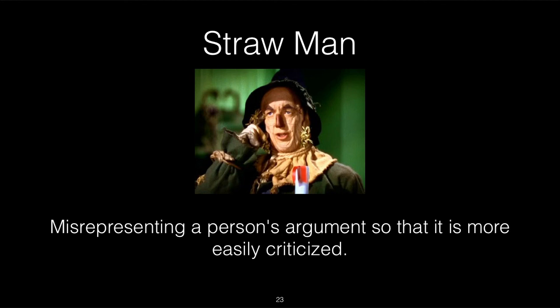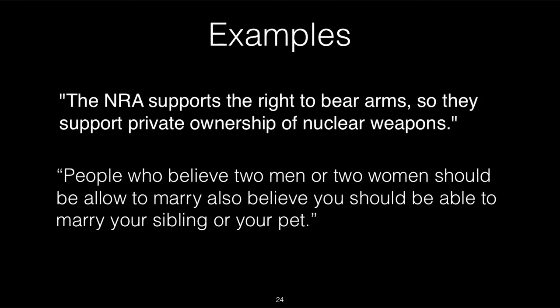So it's easy to knock down a position when you misrepresent or you make an absurd claim that no one actually makes. So oftentimes a straw man argument is not just to misrepresent someone's argument, but to make up an opponent who actually doesn't hold that position. There is no person that holds the position, and then you attempt to knock it down, which is very easy, of course, when you make up a really crazy or absurd position that no one actually holds. So let's look at a couple of examples.